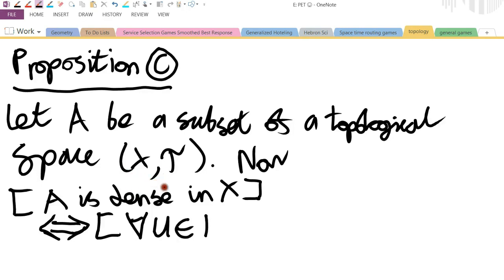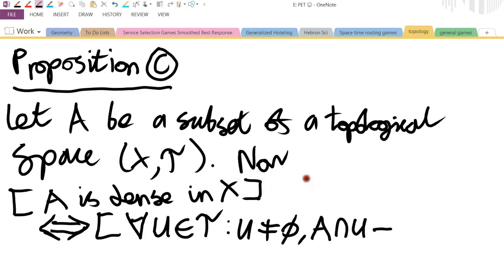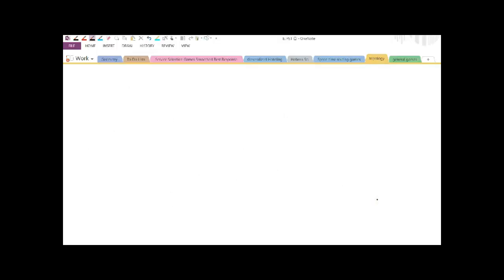So for every open set U, such that U is not empty, we have that the intersection of A with U is also not empty. That's our proposition, that's our claim. So let's try and prove it. Okay then, so now let's give a proof to proposition C. We're going to start our proof by showing the argument in the left direction.